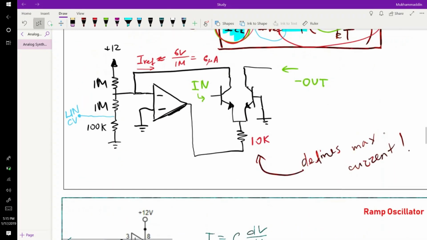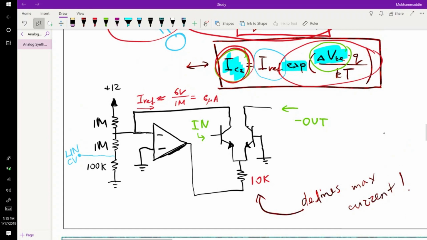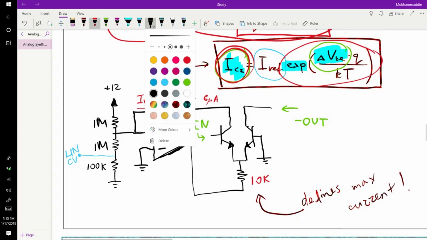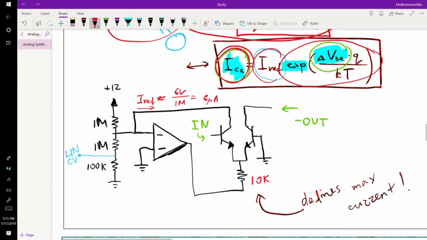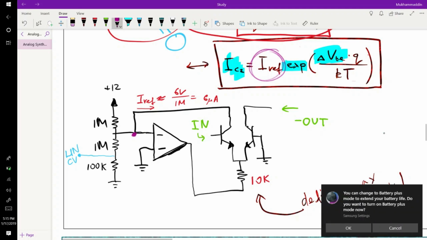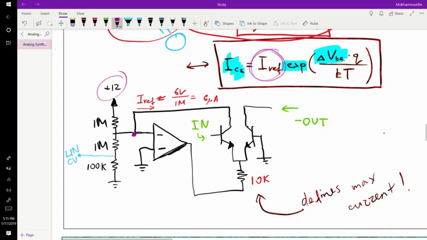Okay, so I've redrawn it here. This is a very interesting circuit. You see this I reference in here. The way you set it in this circuit is by using an op amp. So you have a virtual ground at this node. You have 12 volt in here, and you also have a voltage divider, such that at the node right here, you get a little more than 6 volt.